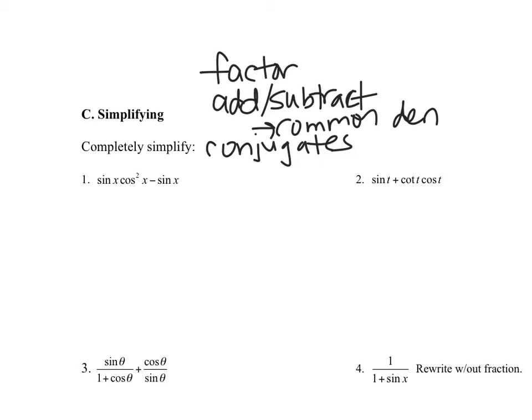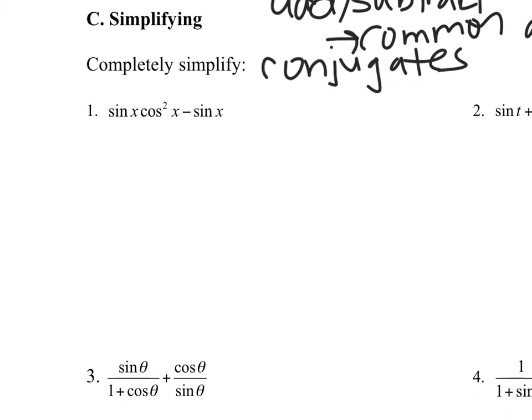Will we ever have like an imaginary number in this? Yes, that's chapter 6. They're going to combine imaginary numbers with trigonometry. De Moivre's theorem. It's exciting. Okay, let's do number 1.